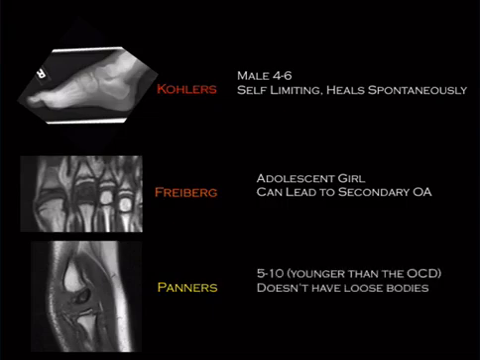Panner's is seen in young kids that are like little league players often. You can have osteochondritis dissecans that occurs in the same spot, the capitellum, and it occurs in the same age group, and also occurs in throwers. The difference is that Panner's does not have loose bodies. So that's the thing to remember about it. It's basically just AVN.